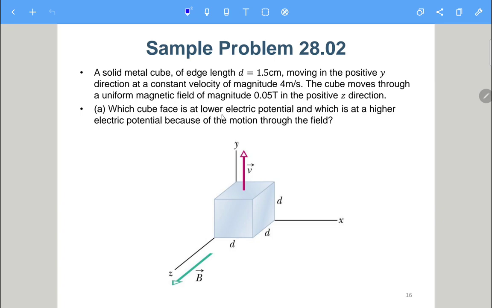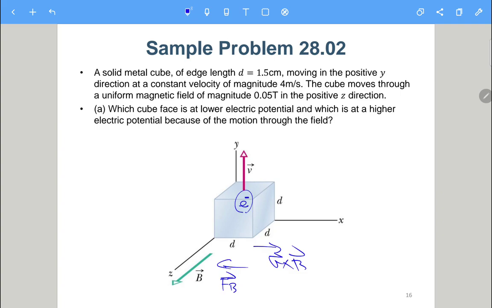Okay, so which cube face is at the lower electric potential, and which is at the higher electric potential because of the motion through the field? So here v is here, which means that the negative charge is moving upward. And then v cross B should point to the right side, which means that F_B should point to the left side.